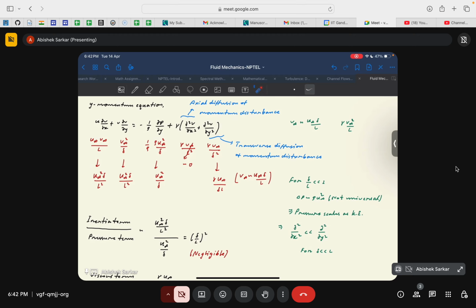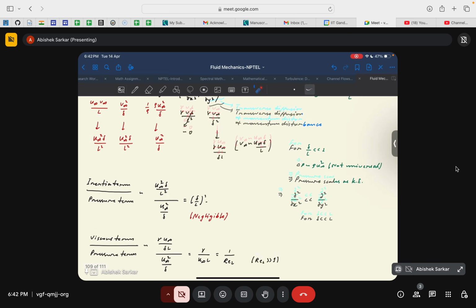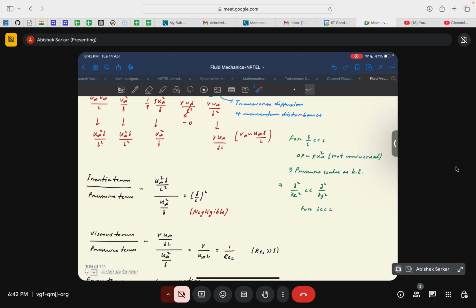Now we have the other terms. There is a viscous term, then the pressure gradient term, and the advective terms, the acceleration terms or the inertia terms. Now let us see how they vary with each other. We'll take the ratio of the inertia term and the pressure gradient term. So we have u infinity square delta by L square divided by u infinity square by delta. Now if you simplify it, this will get cancelled out and this will go in the numerator, so you will have this ratio varying as delta by L square.